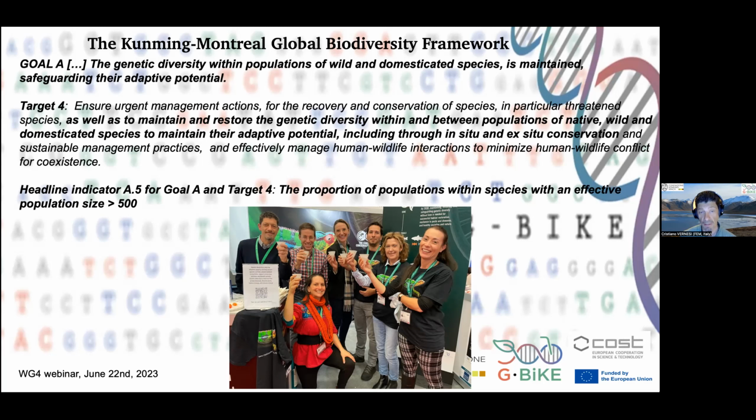And last but not least, probably one of the most important achievements is that we have a specific and exclusive indicator for genetic diversity, which is the proportion of populations within a species with an effective population size above 500, which is a kind of threshold we selected according to several previous scientific evidences.